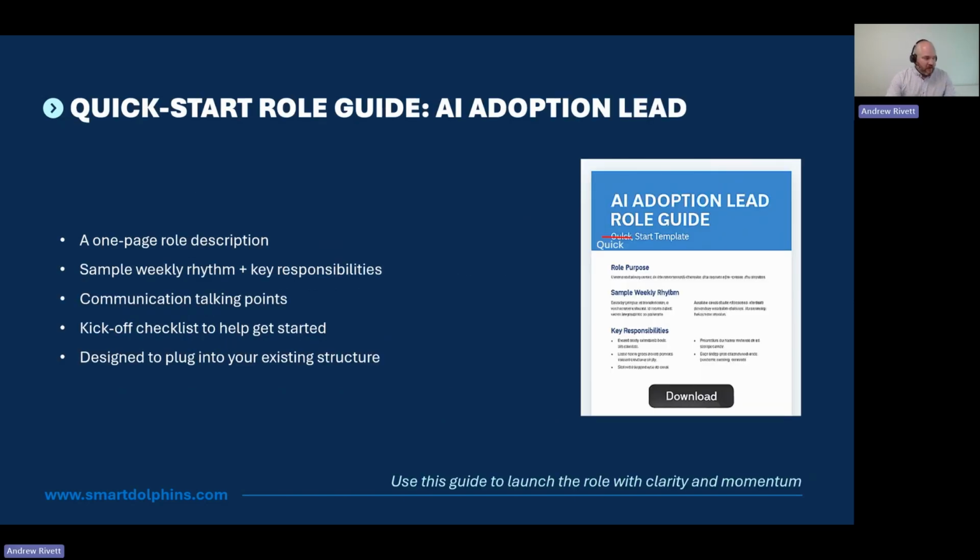And so in that guide, we have some resources, a quick start guide in the handout that provides a simple role description, a sample weekly rhythm, some suggested talking points, and a kickoff checklist. It's meant to be practical, adaptable, and easy to drop into your current structure. And as we move into messaging and literacy next, you can take a look at this because it'll serve as a starting point for empowering someone to lead adoption. But ultimately, what this all boils down to is making sure that your team understands this initiative and how it's being prioritized within your organization.